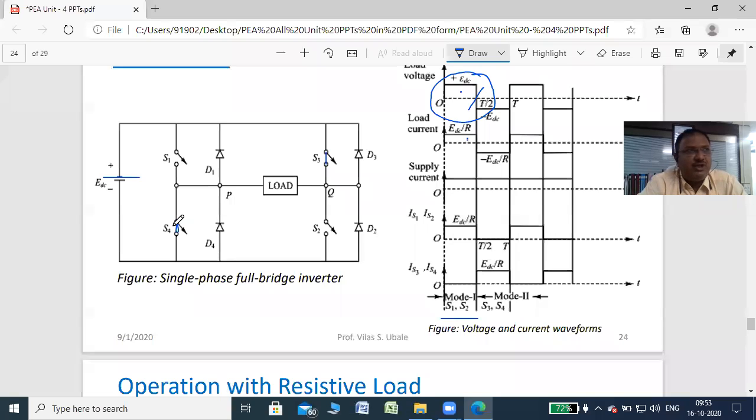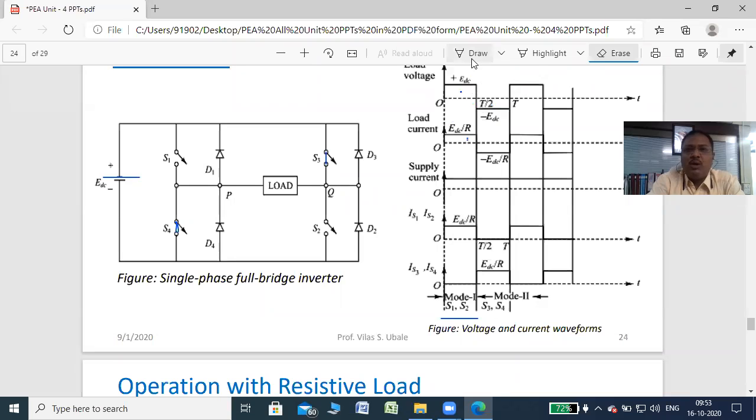But for a simple IGBT, MOSFET, or BJT, you simply remove the gate current from S1 and S2. Automatically S1, S2 turn off. At the same time, you can apply a gate pulse to S3 and S4. Okay, so when you apply a gate pulse to S3 and S4, what happens, that we will see.